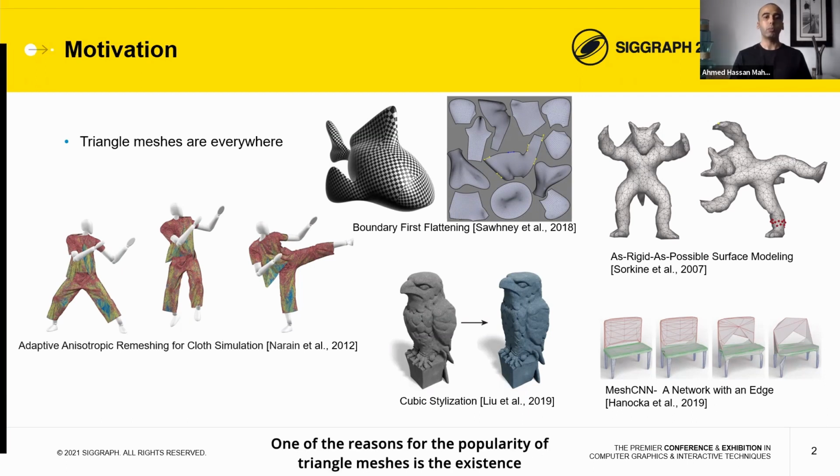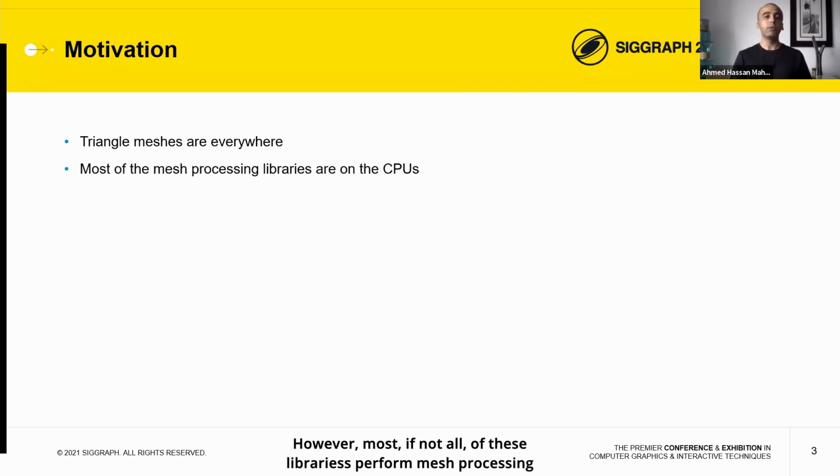One of the reasons for the popularity of triangle meshes is the existence of well-developed, mature libraries that make working with and managing meshes with thousands and maybe millions of triangle faces very easy. Examples of these libraries include CGAL, OpenMesh, and libigl. However, most, if not all, of these libraries perform mesh processing on the CPU, and it is not easy to extend such an existing CPU-based library to work efficiently on the GPU.